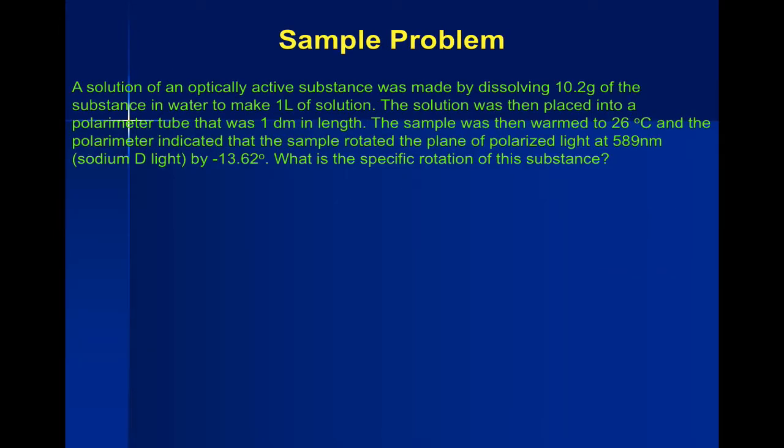So I want you to work on this sample problem on your own before class tomorrow. So a solution of an optically active substance was made by dissolving 10.2 grams of the substance to make 1 liter of solution. The solution was then placed into a polarimeter tube that was 1 decimeter in length. The sample was then warmed to 26 degrees Celsius, and the polarimeter indicated that the sample rotated the plane of polarized light by negative 13.62 degrees. What is the specific rotation of this substance? So you need to solve this particular equation, and tomorrow when we start class, I'll go through the sample problem on the board with you all.